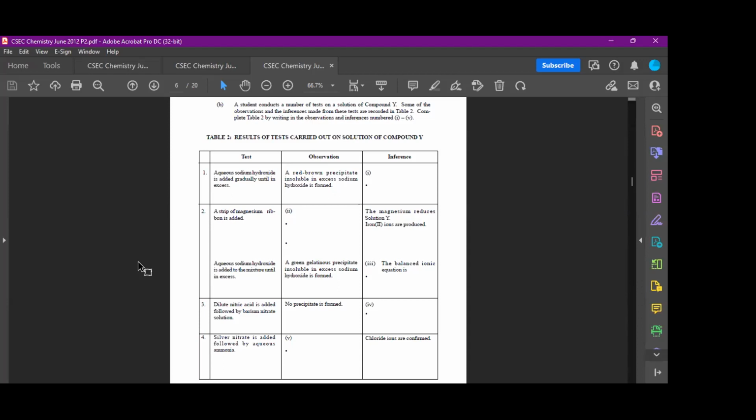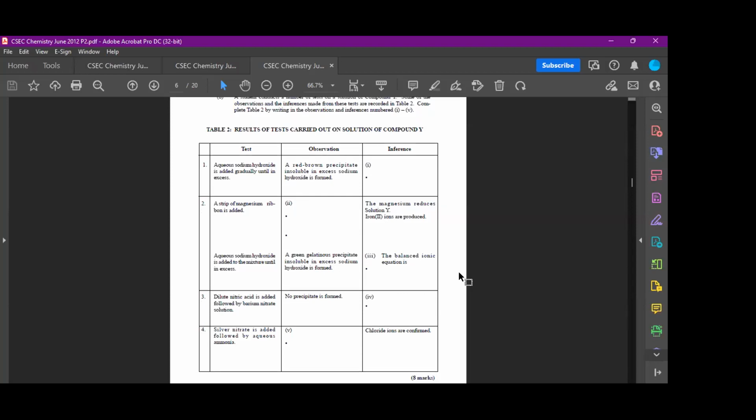All right, seems like we're unsure about this one. Let us go to 3 then, because that one should actually be very easy, because we were given this inference here. What would be the balanced ionic equation for when that green gelatinous precipitate forms that is insoluble in excess sodium hydroxide?